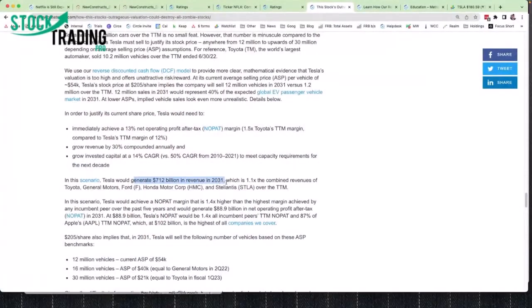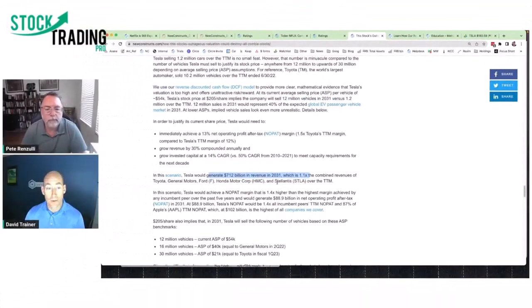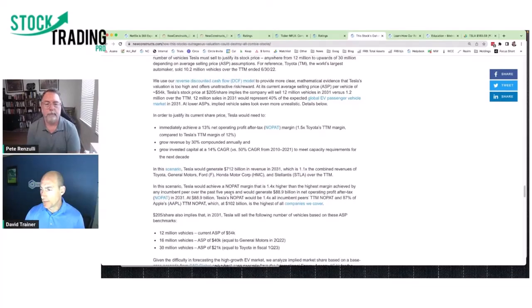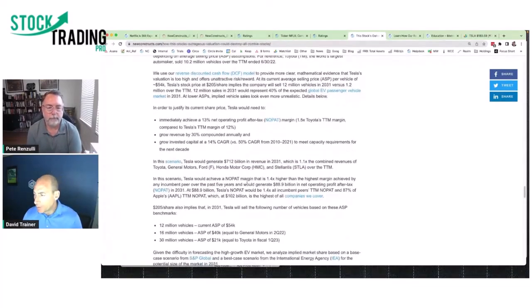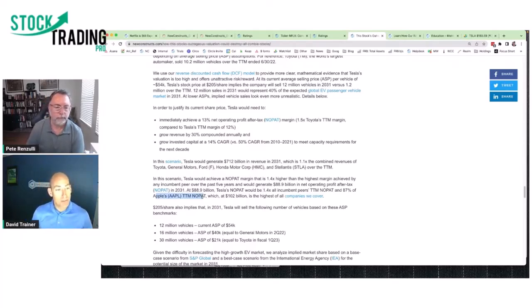So in that scenario, Tesla would generate $712 billion in revenue, which is 1.1 times the combined revenue of Toyota, General Motors, Ford, Honda, Stellantis over the trailing 12 months. So more revenue than all those companies combined. And there are some more comparisons here that I think are really cool. For example, it would achieve a NOPAT margin that's higher than the highest margin achieved by any incumbent peer over the last 5 years, $89 billion in net operating profit. And at 89 billion, it would be 1.4 times all of its peers and almost as high as Apple in the trailing 12 months. So basically, Tesla's priced to be as profitable as Apple.